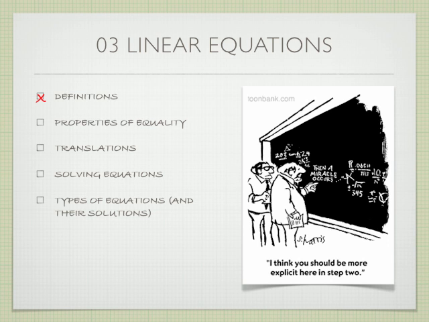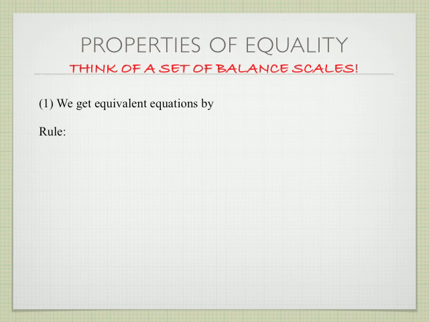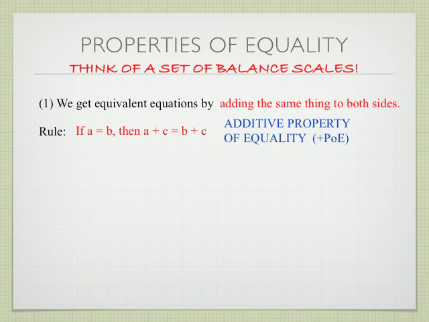Properties of equality. Okay, I want you to think of a set of balance scales. We can get equivalent equations by adding the same thing to both sides. So if a is equal to b, then a plus c equals b plus c. This is called the additive property of equality. I abbreviate it by the plus sign and then POE for additive property of equality.